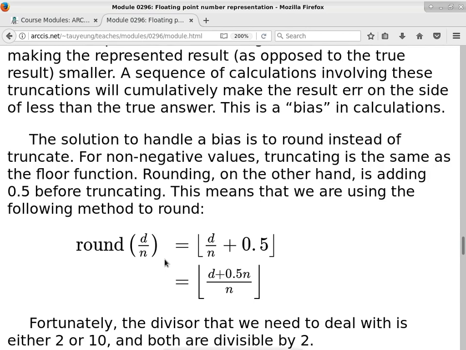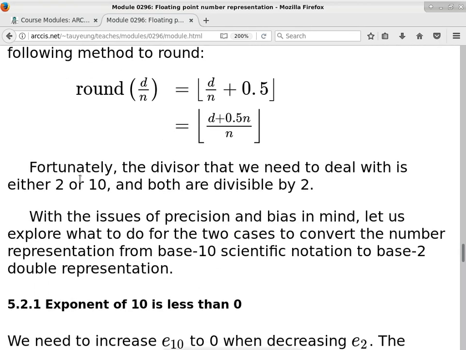Is that okay? All right. Now the divisor that we are going to use is either 2 or 10, which is really lucky for us because that means 0.5n is either 1 or 5, because both 2 and 10 are divisible by 2. So that makes rounding very easy to do.